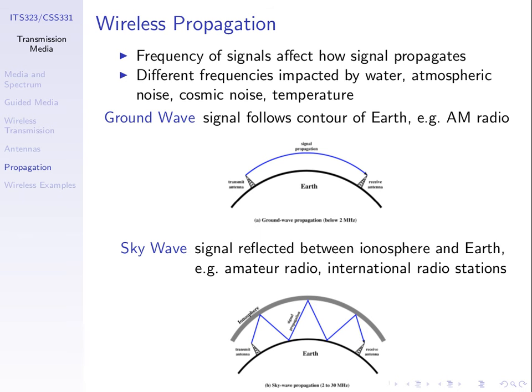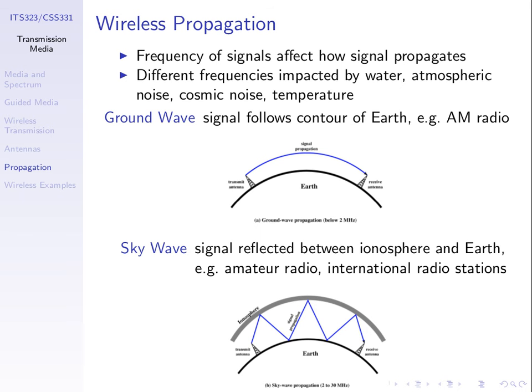Similar, but for frequencies from 2 up to 30 megahertz, is sky wave propagation. It allows us to cover long distances, but there are different characteristics here. The signal is transmitted up and hits the ionosphere. The nature of the ionosphere is that at those 2 to 30 megahertz frequencies, the signals bounce off, they reflect, come down to Earth and bounce back up and keep going. Again, this allows us to transmit across a very long distance, really covering around the Earth.